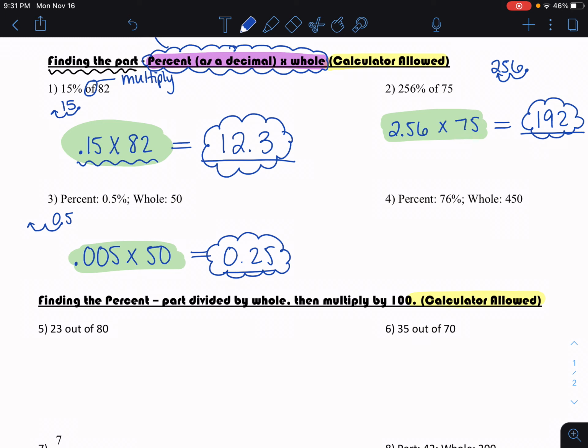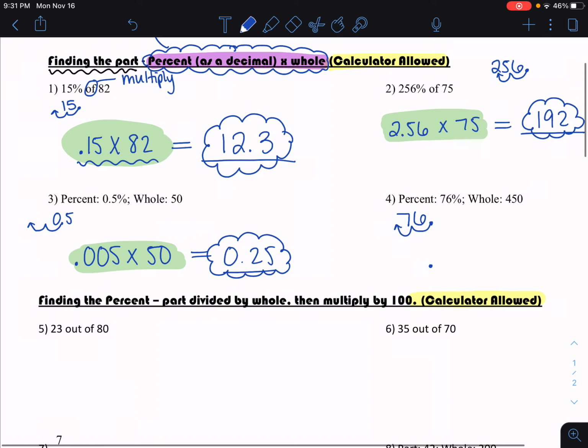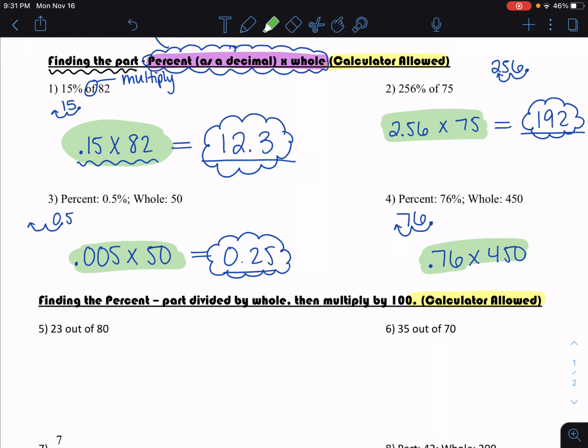Number 4, we're back to just a regular percent. So not greater than 100, not less than 1, just a regular percent, somewhere between 1 and 100. So 76%, my decimal's at the end. I move it 2 places to the left. So 0.76 times 450. If I show this work, I'm allowed to use a calculator. 0.76 times 450 is 342.